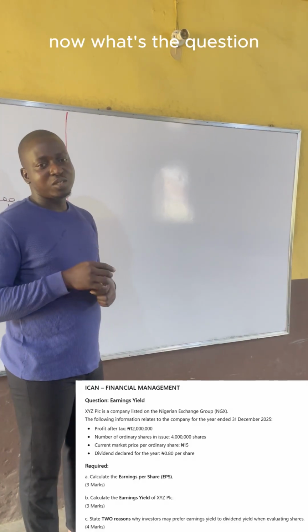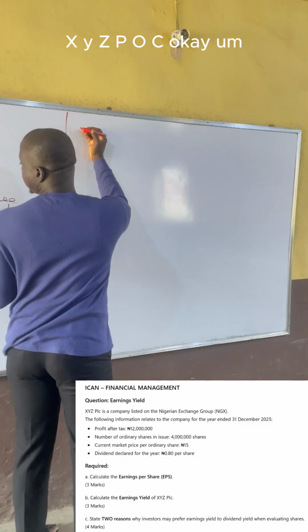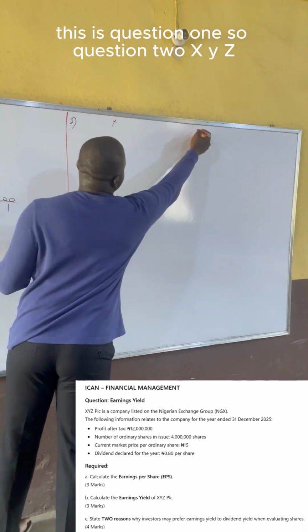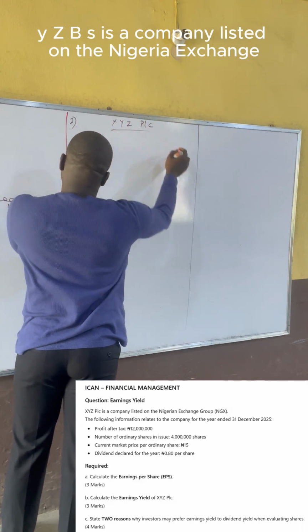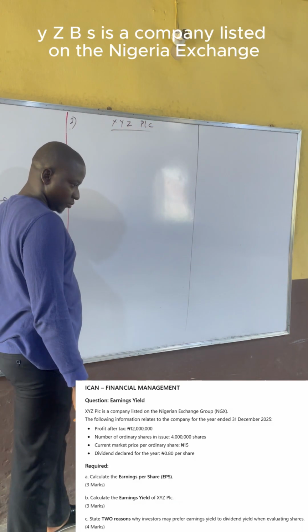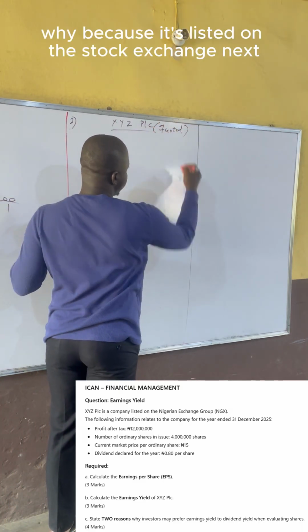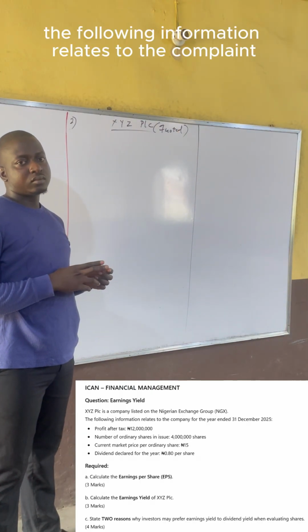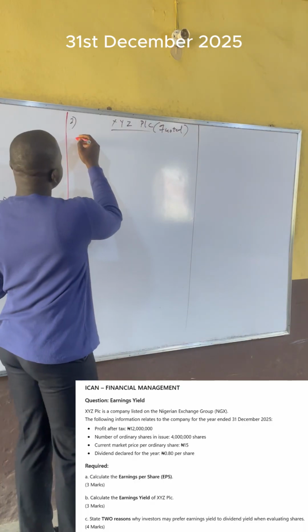So yeah, now, what's the question? XYZ PLC. This is question two. XYZ PLC is a company listed on the Nigeria Exchange Group. That means it's a quoted company. Why? Because it is listed on the stock exchange. Next. The following information relates to the company for the year ended 31st December 2025.